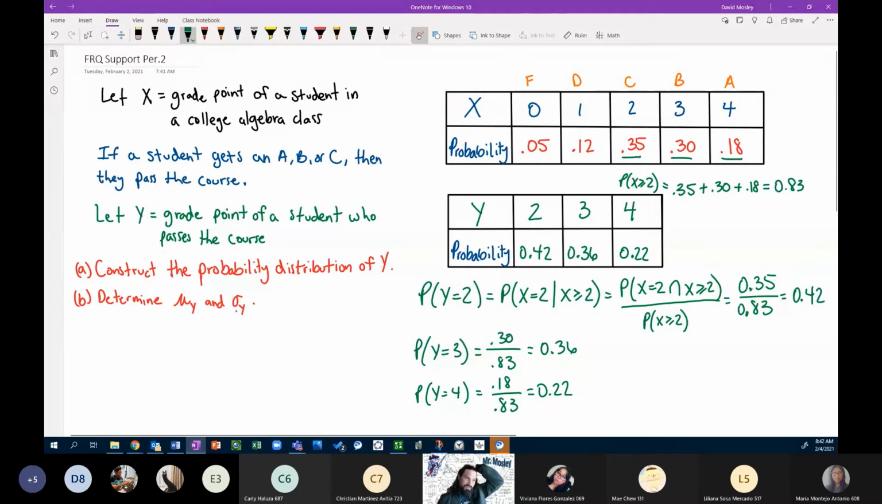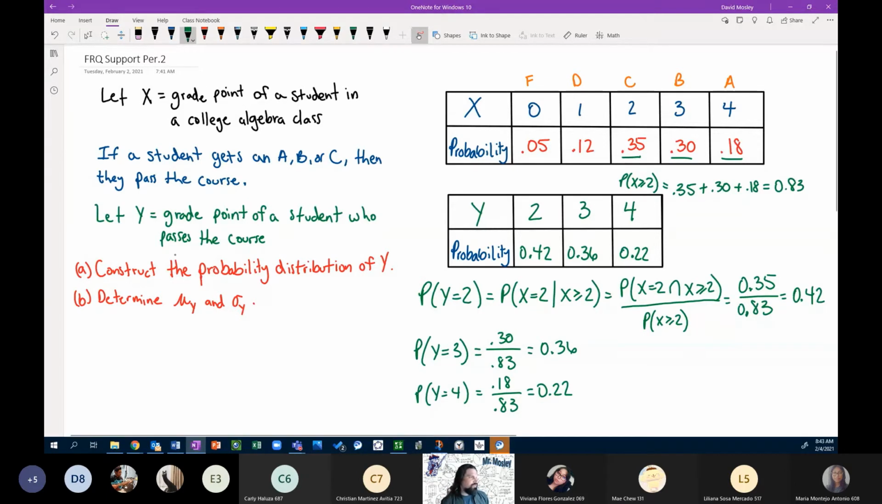When determining the mean and standard deviation for this discrete random variable y, there's no shortcut. There's no short way to do it. We just have to do the calculation and put it through the calculator. It's not a binomial distribution. It's not a geometric distribution. It's just a discrete random variable with a probability distribution.